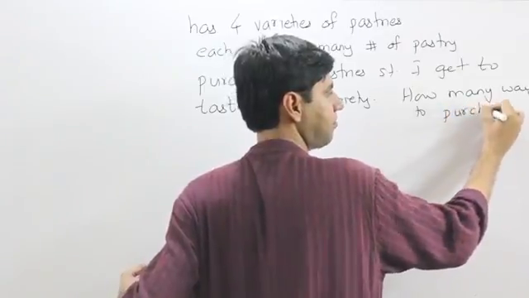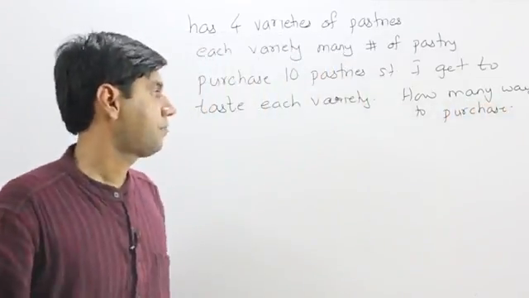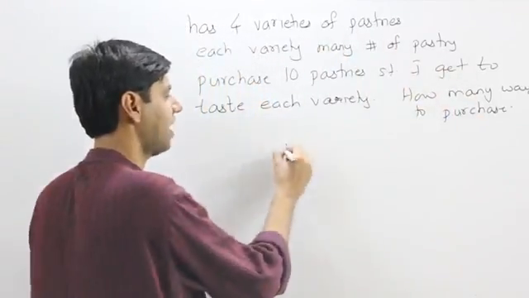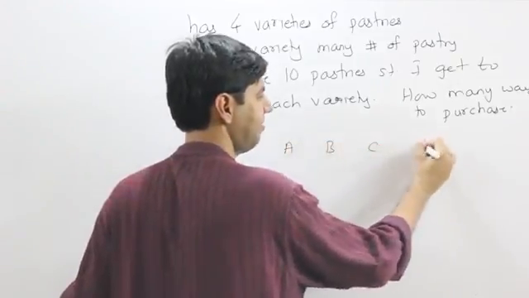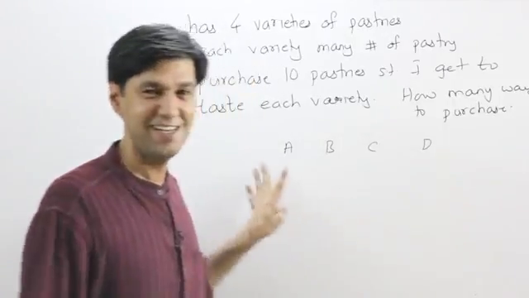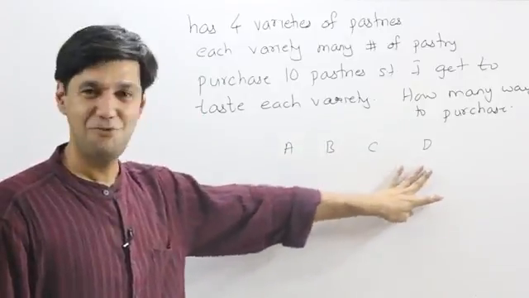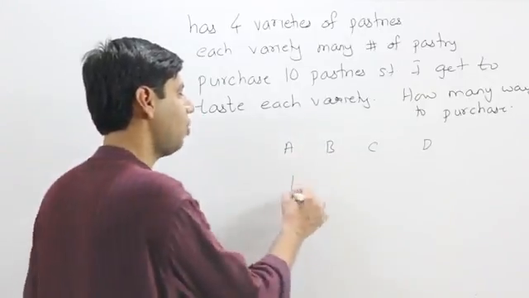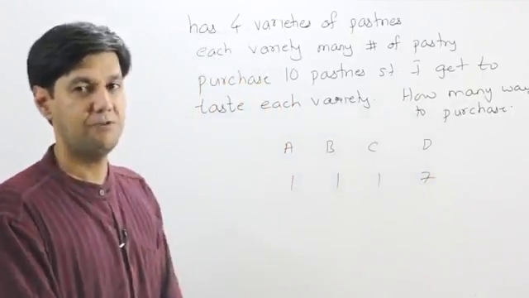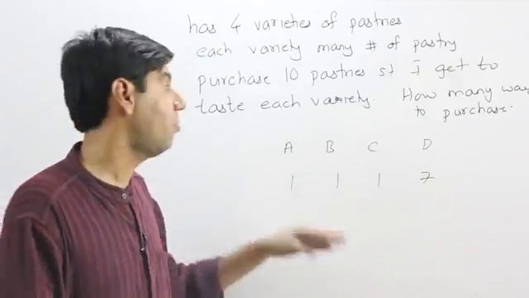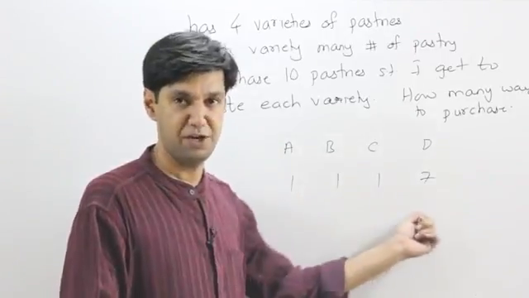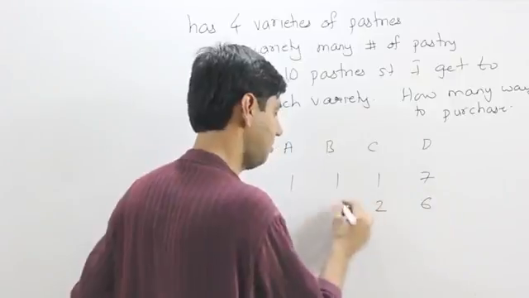So this is the worded question. Think about it. How will a purchase be different from another purchase? Let's say there are 4 varieties. Just for simplicity's sake, let me say A, B, C, D varieties. You could even use chocolate, strawberry and pineapple if you're too hungry. So let's say A, B, C, D are the 4 varieties of pastries. I buy one of each, and then to make it 10, I buy 7 of this. This is one particular way of purchasing. How can a purchase be different from this? It can be different only if I buy a different number of pastries of any of them. For example, I could buy 2 of them, 6 of them, this would become different.